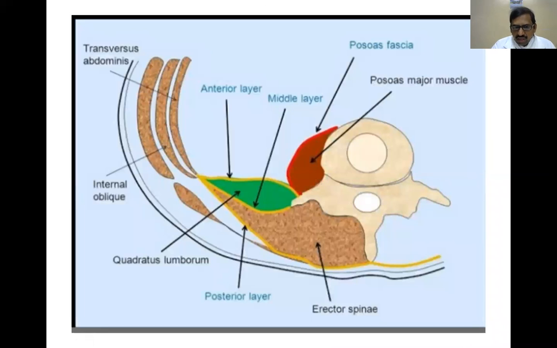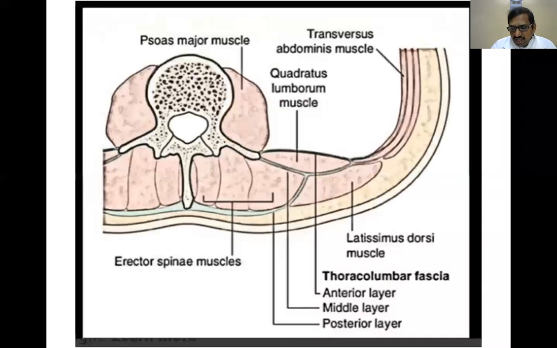Next, the thoracolumbar fascia: anterior layer, middle layer, and posterior layer. The anterior layer, medially, is attached to the ridge on the transverse processes of the lumbar vertebrae, and laterally it blends with the transversalis fascia. The middle layer is attached to the tips of the transverse processes medially, and laterally it blends with the anterior layer, then continues as the transversalis fascia.